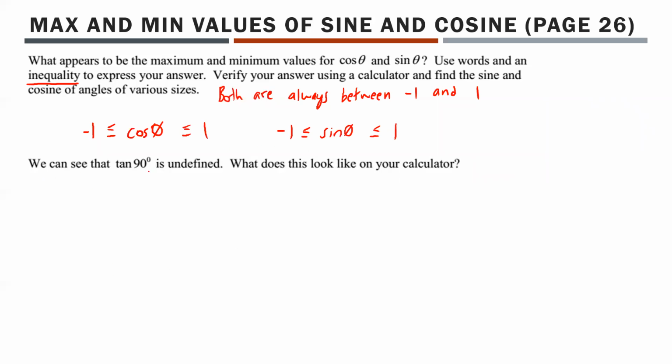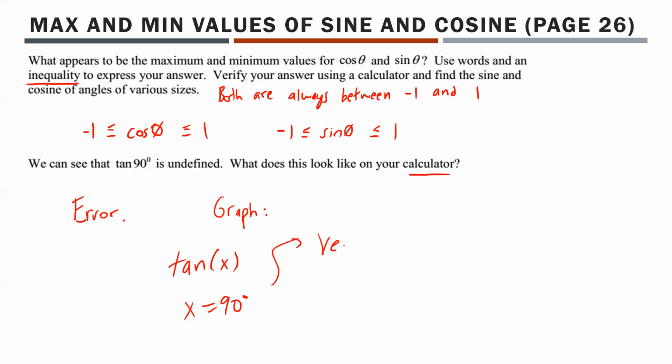Now we can see that tan 90 degrees is undefined. What does this look like on your calculator? Well, if you say tan 90 in your calculator, it says error. But if you put this into your calculator's graphing mode, like if you actually graphed tan of x and then looked at where x equals 90 degrees, you're actually going to see a vertical asymptote.